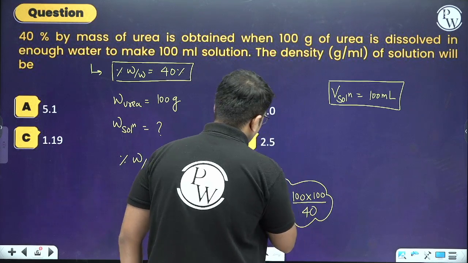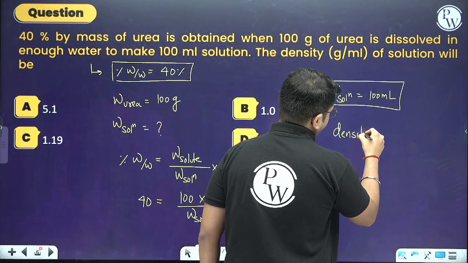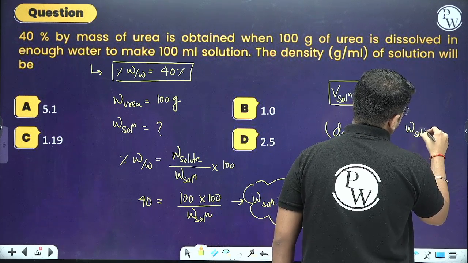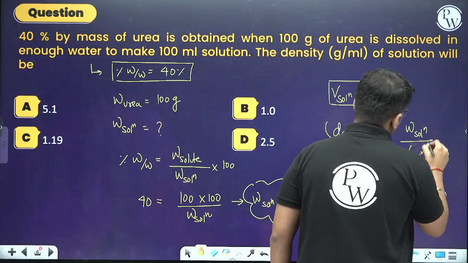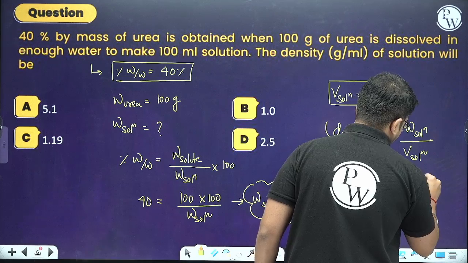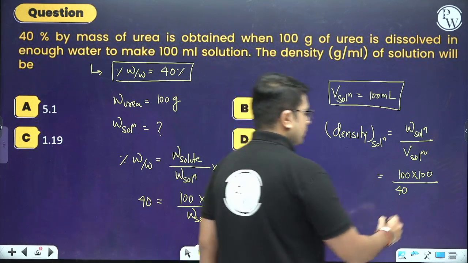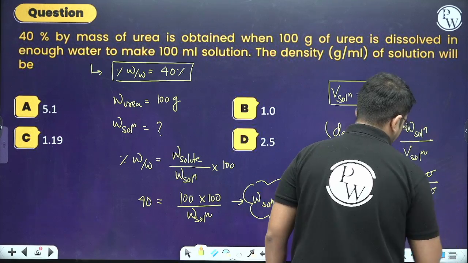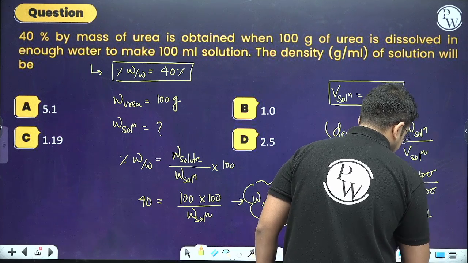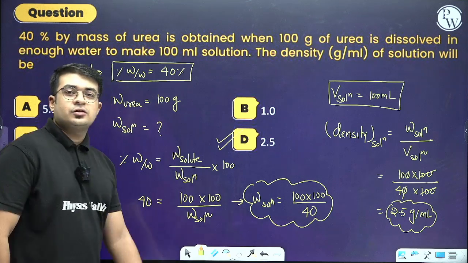Now you can see volume is also given, and the question is asking about the density. Density of a solution will be equal to W of solution divided by volume of solution. Everything is already given to us. So we can say W of solution is 100 multiplied by 100 divided by 40, and this entire part is divided by the V of solution, which is 100 ml. So we can say that is 100, so I can cancel out this particular part. It is 2.5 gram per ml. Is there any option? Yes, definitely we have the option which is 2.5 in this particular case.